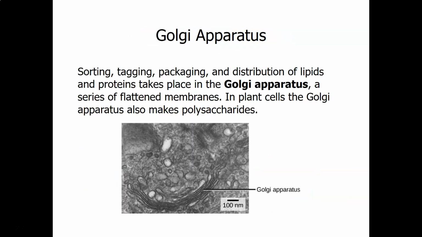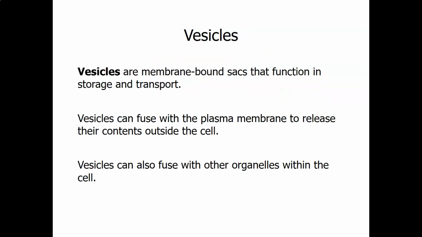So the Golgi apparatus sorts, tags, and when I say tags, it often will add a chain of carbohydrates or a chain of some chemical to the protein or lipid that was produced in the ER. So it sorts, tags, packages, and distributes the lipids and proteins that came from the endoplasmic reticulum. And in plant cells, it can also make polysaccharides, which are complex carbohydrates. You learned that in the last chapter.